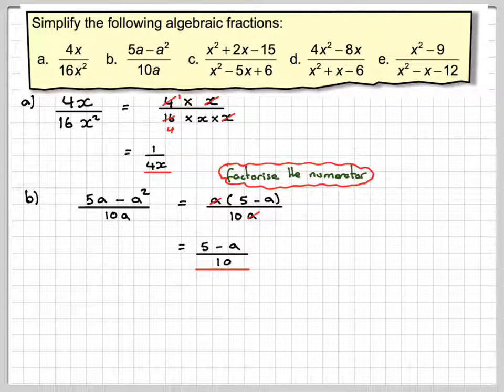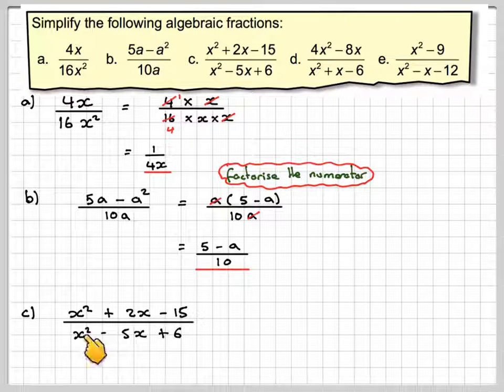Now the most common mistake with this question is to do this. Okay, and that is not correct, because the 10a is a common denominator to the 5a and the a squared, so that is not correct. Okay, so the correct way is to factorise first and then simplify. B.